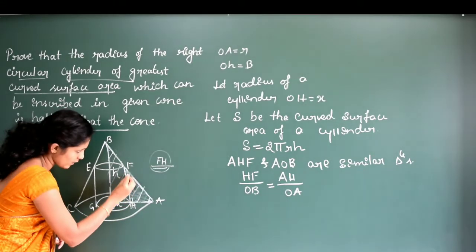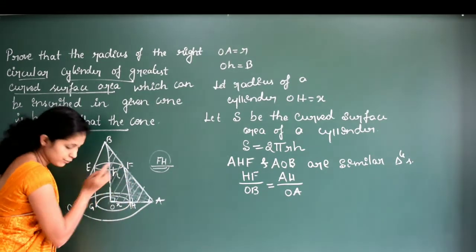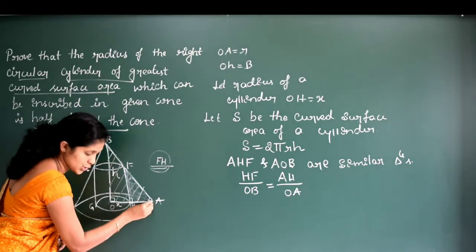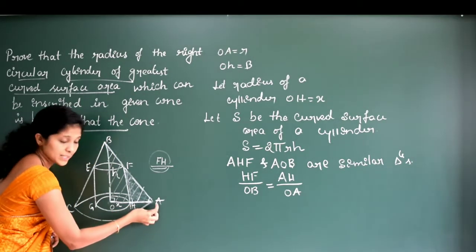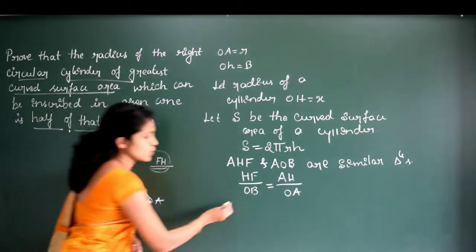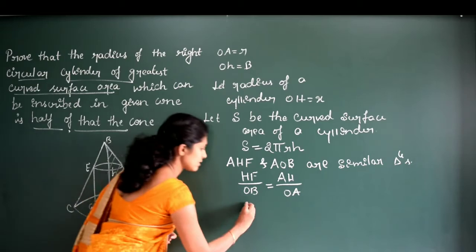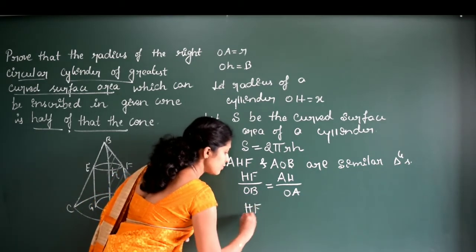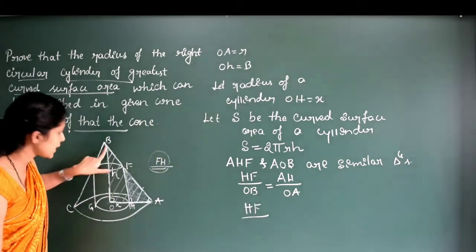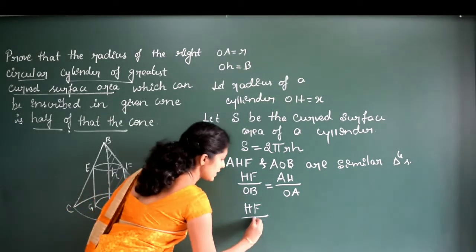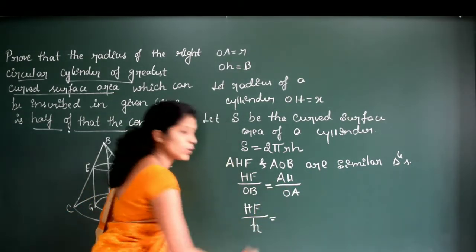Now first we have considered this height. HF divided by OB should be equal to this length ratio, that is AH divided by OA. Now we will substitute this one. What is the length HF? We need to find. So we will write as it is, that is HF divided by OB. OB is the height of a cylinder, right? So we have considered H is equal to AH.